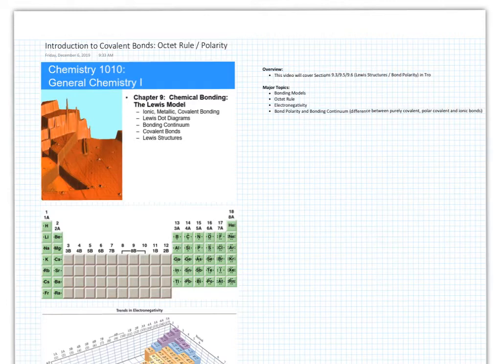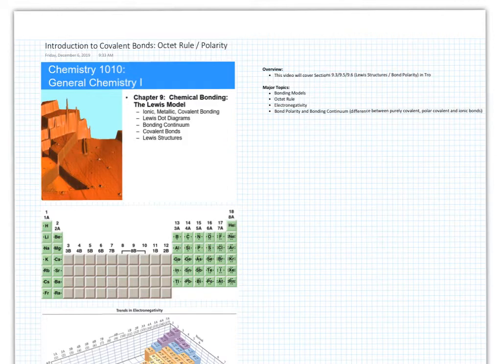I am going to be covering the middle sections of Chapter 9. We're going to cover covalent bonding, the Lewis diagram model, talk about the bonding continuum ranging from ionic bonding to covalent bonding, and then also a little bit about electronegativities, bond polarities, and polar versus nonpolar covalent bonds.